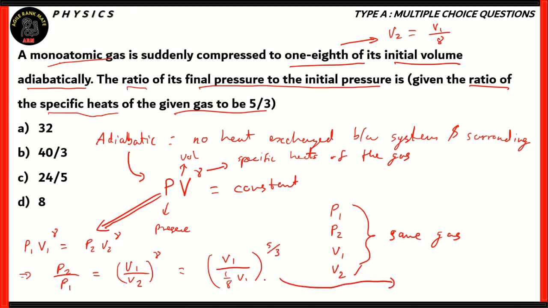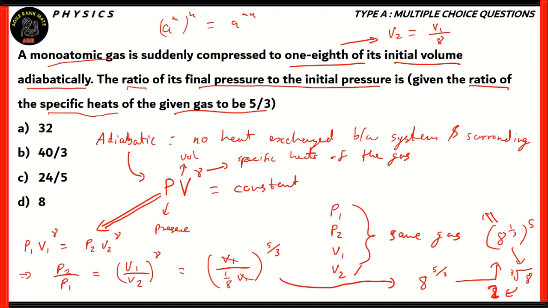Now, 1 by 1 over 8, V1 and V1 get cancelled. 1 by 1 over 8 is 8. 8 to the power 5 over 3. So we can split that using the law of exponents. So basically a raised to m whole raised to n equals a raised to mn. So we're going to make it 8 to the power 1 by 3 whole to the power 5. Now 8 to the power 1 by 3 is the same thing as cube root of 8, which is 2. So basically what we get is 2 raised to 5, which is equal to 32. So option A, 32, turns out to be the right option.